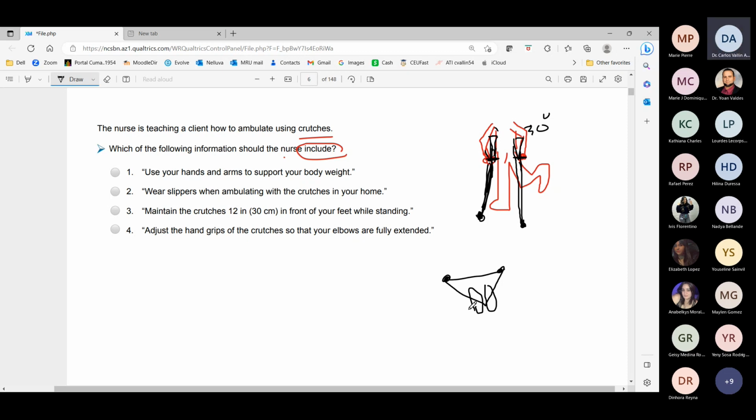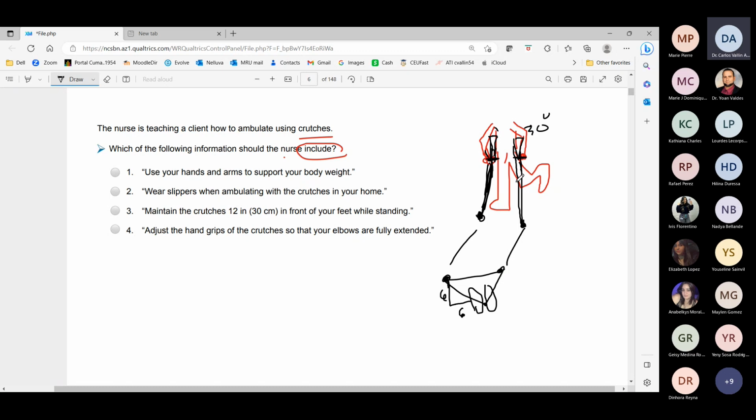okay? Where the tip of the crutches are going to be a little forward and a little lateral. To be more precise, 6 inches lateral, 6 inches forward, okay? From the center of the feet, the center of gravity of the body. This is the most important thing about crutches.